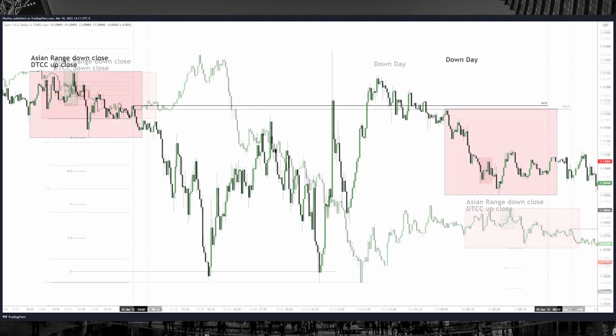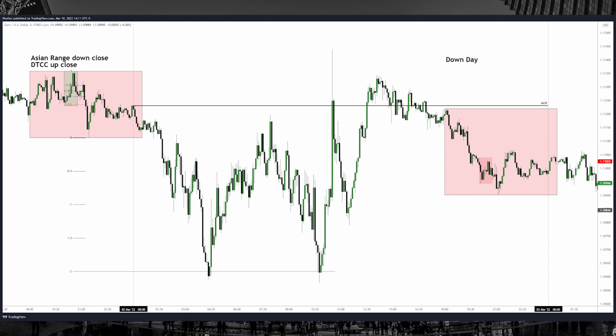You should be familiar with the premium and discount arrays from ICT, like the order block, breaker, fair value gap, and so on. In the second chart, the Asian range is also a down closing range. We count the opening price at 6 p.m. and the closing price at 12:30 a.m., not midnight. The low of the day lines up with -2 and the day closed down. I will show you some more examples.